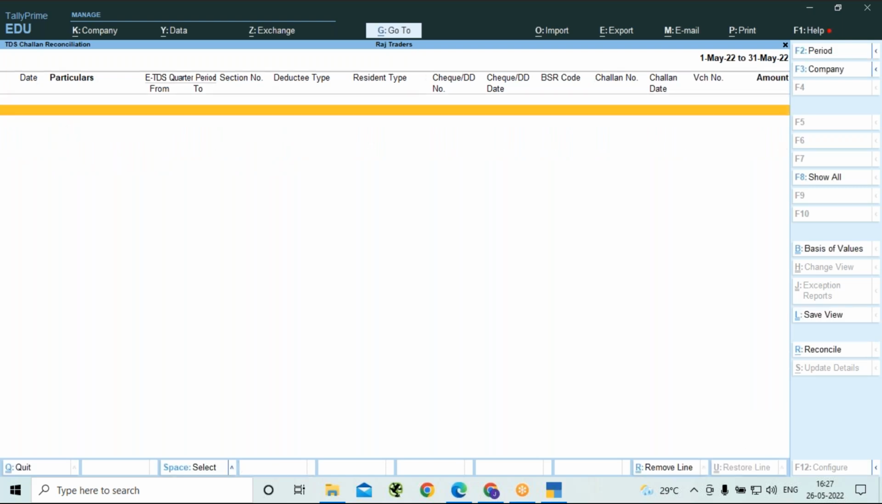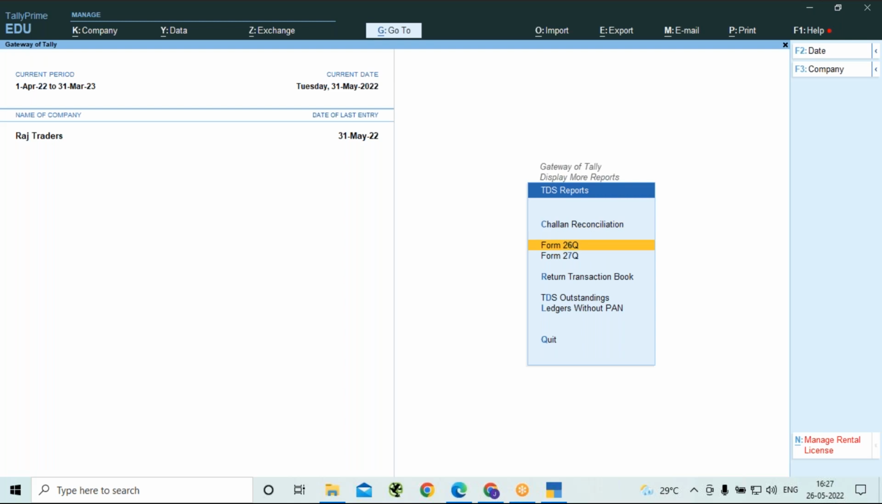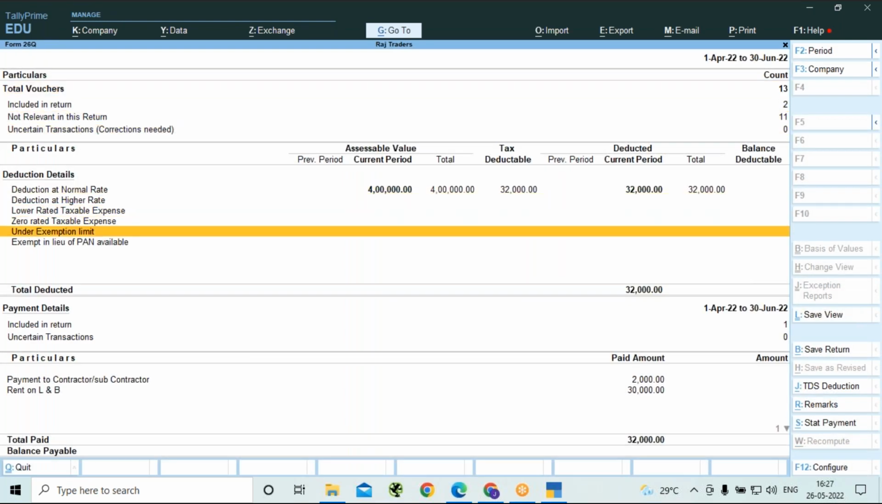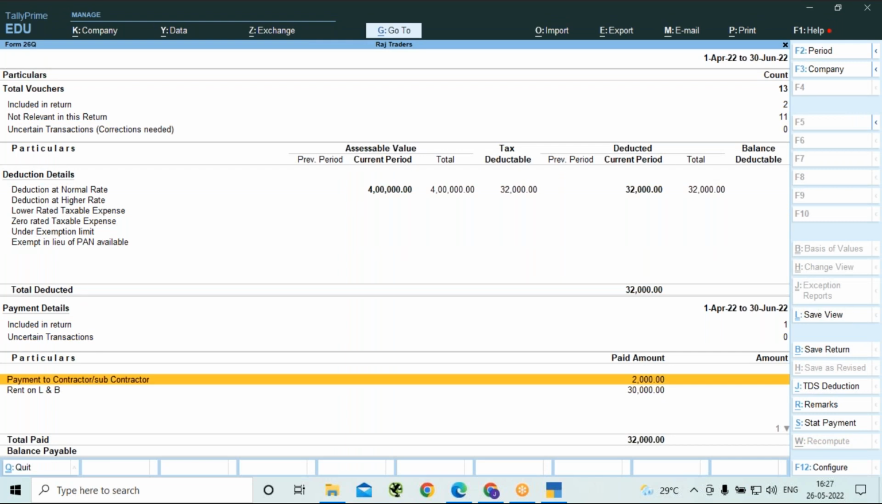Once you enter all the details and accept the screen, this screen will become empty. It will become blank. That means the data is updated in the respective field of TDS reports. Now if I press escape and go to the Form 26Q, you can see the payment details based on that particular nature of payment, showing amount-wise.